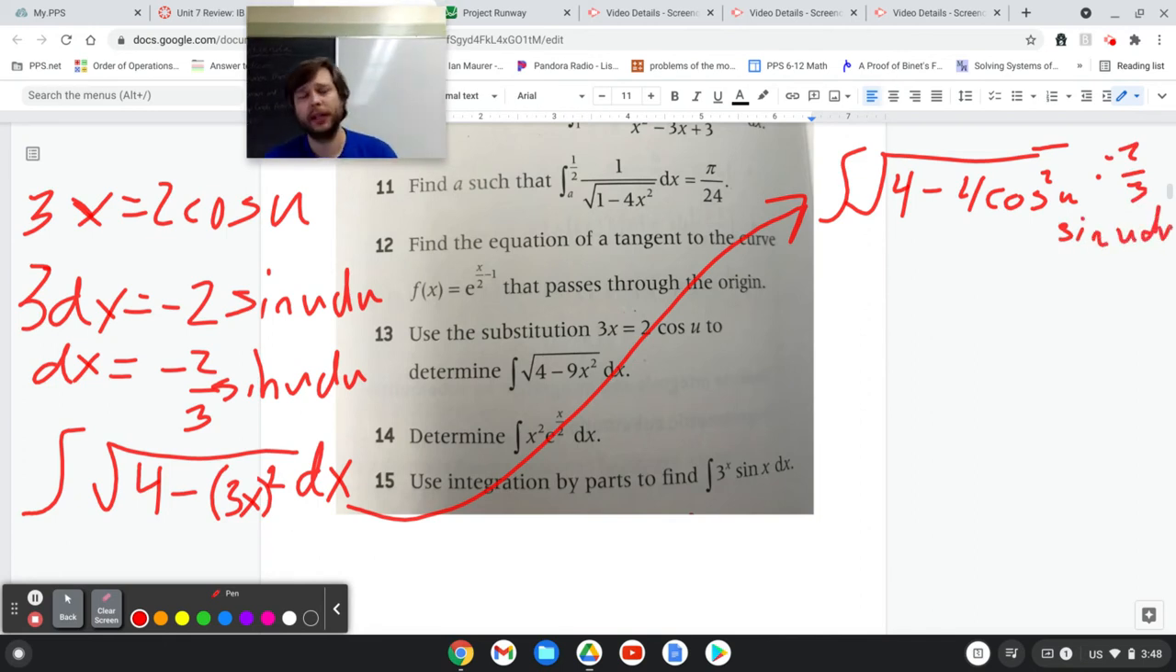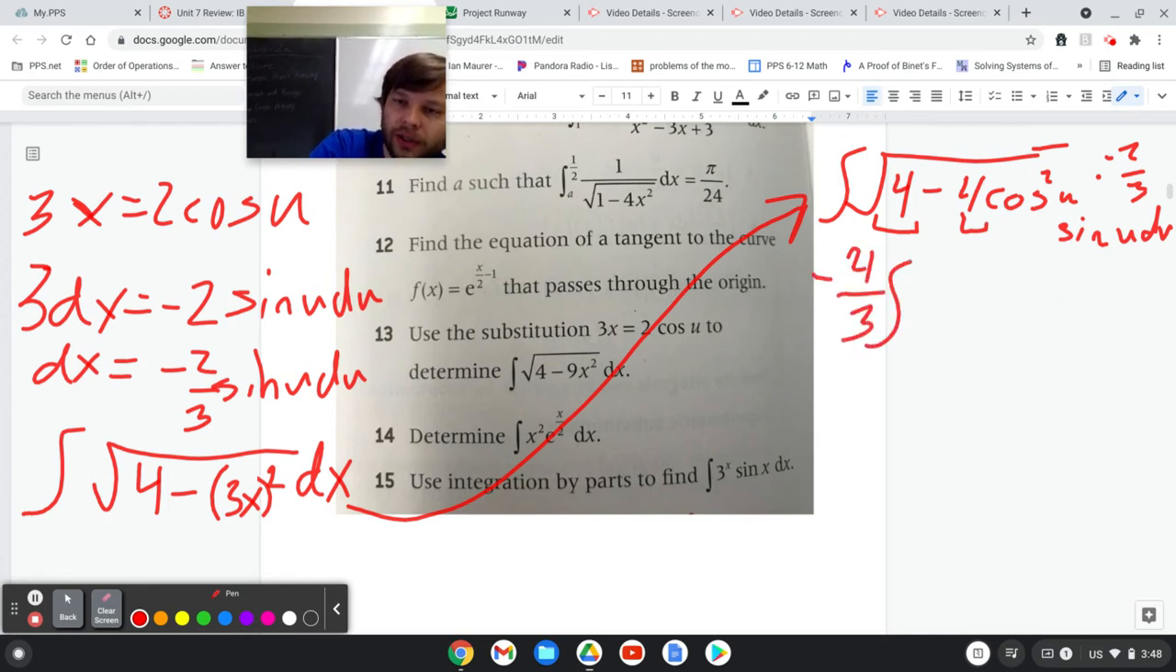All right, here's a nice thing. The terms inside of the square root have a 4 in common. The square root of 4 is 2. So I can actually pull that out in front of the integrand. I'm going to combine the 2 with the 2/3 to be negative 4/3 integral of 1 minus cosine squared u sine u du.